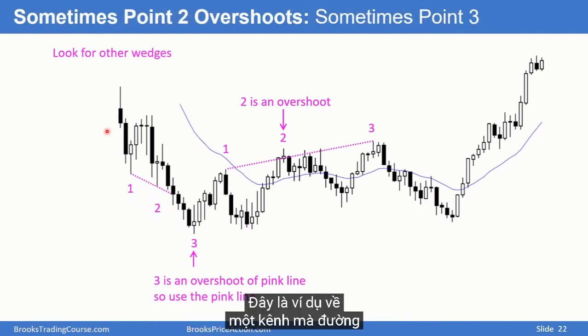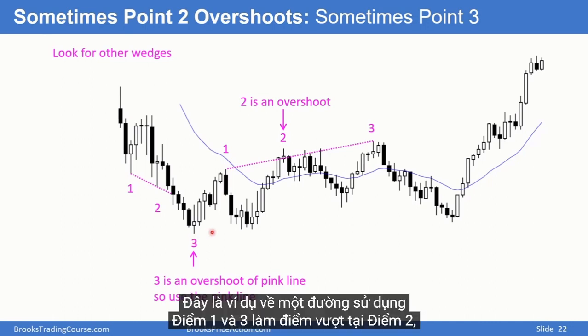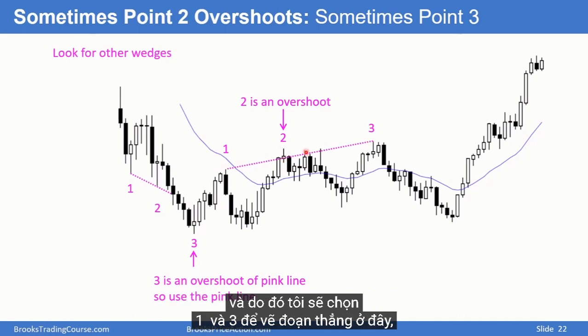And this is an example of a channel where the line from point 1 to point 2 created an overshoot at point 3. Here's an example of a line using point 1 and 3 that has an overshoot at point 2. And therefore, I'm going to choose 1 and 3 to draw the line here, but I'm going to choose 1 and 2 to draw the line there.